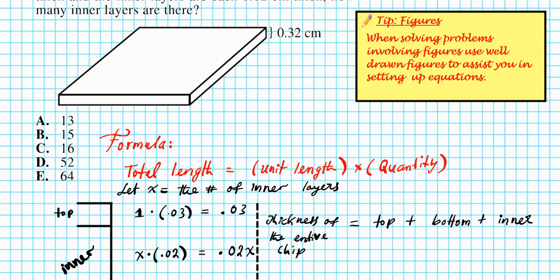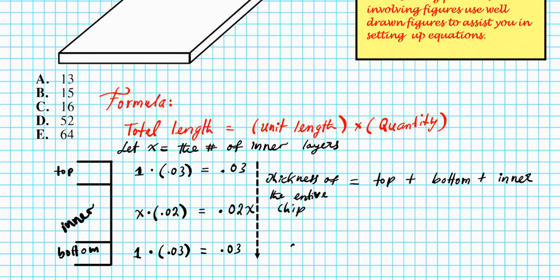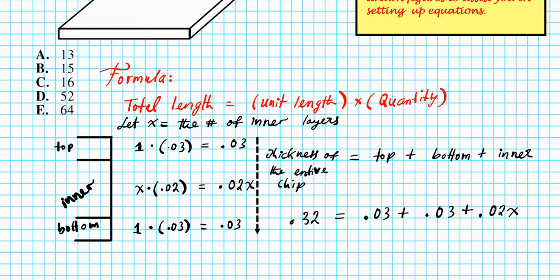Based on the problem, you're told that the entire chip's thickness is 0.32. So we have 0.32 equals the top, 0.03, plus the bottom, 0.03, plus the middle, 0.02 times x. We just solve this equation for x, and that will be our final result. So let's do it. We are now going to solve for x.